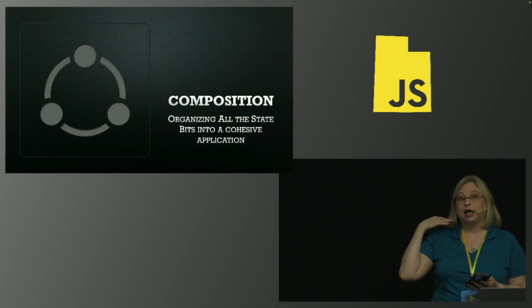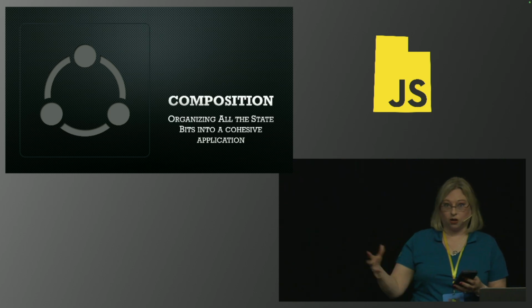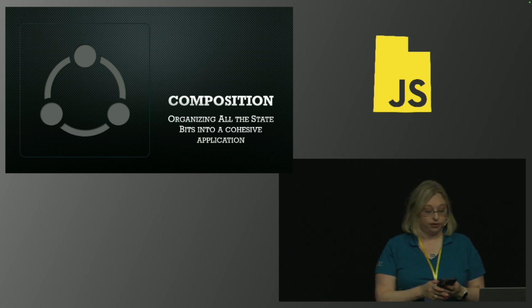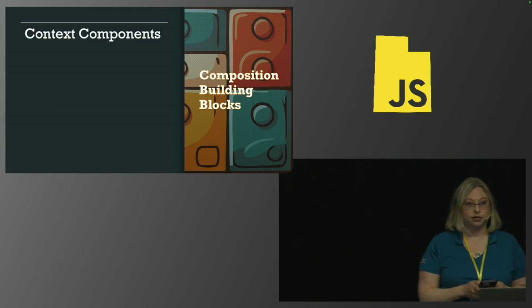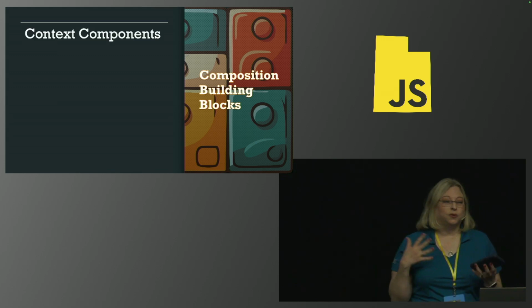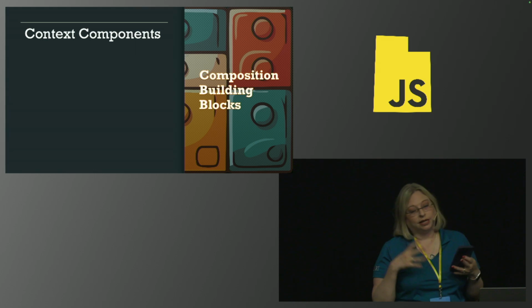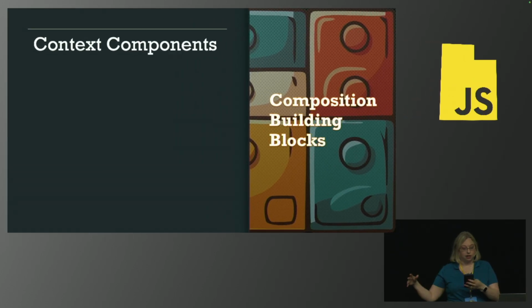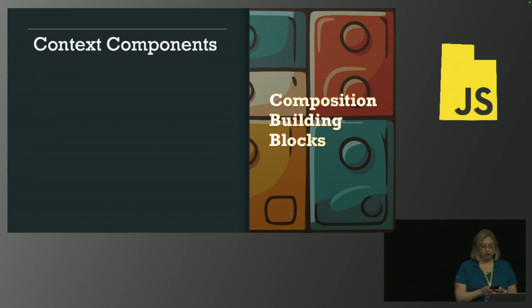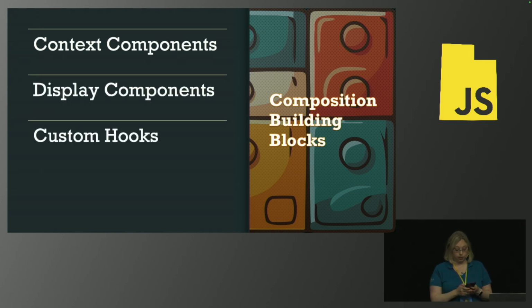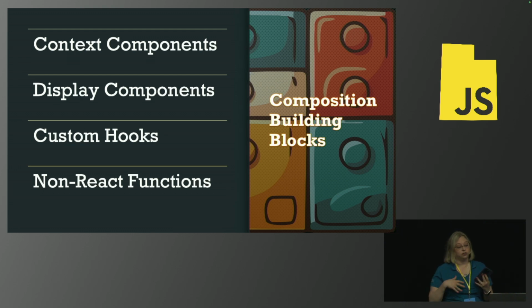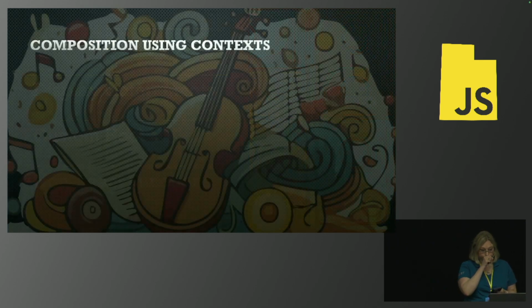Composition is how we organize all of our state bits into a single cohesive thing. So what are the building blocks here? These are the ones that I categorize, and like we said, they are interconnected. Context components are important, and display components, custom hooks, and then our non-React functions are the main building blocks I use for composition.